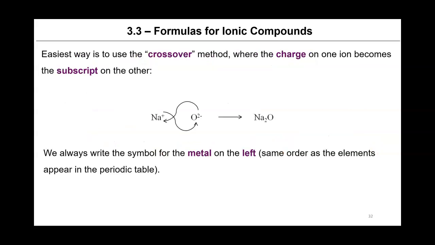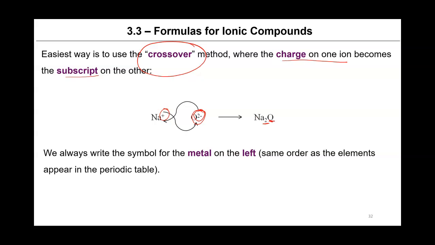Perhaps the easiest way to do this is to use the crossover method, where the charge on one ion becomes the subscript on the other. So for example, when sodium ions combine with oxide ions, the fact that the charge on sodium is +1 tells me that in my formula I will need 1 oxygen, and the fact that the charge on oxygen is 2- tells me that in my formula I will need 2 sodiums.